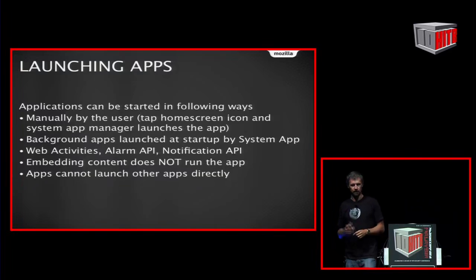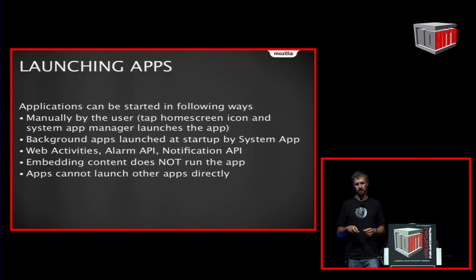Alarm API is maybe a bit of a misnomer. Alarm API is not like an alarm clock API. Alarm API is a way for an app to say, wake me up in a certain time because I have to do something. Right? So this is a way an app can do polling. It can decide to wake itself up every hour to do something and go back to sleep. But that is a way of launching an app, right? The app is choosing to be launched at a certain time.